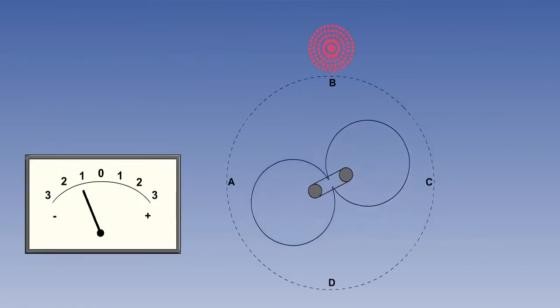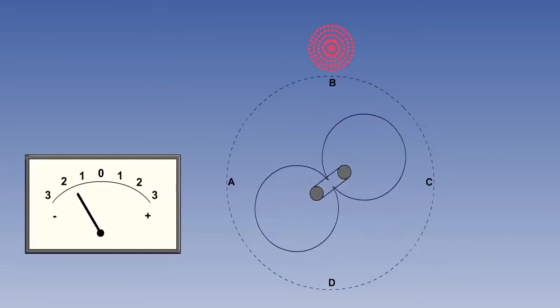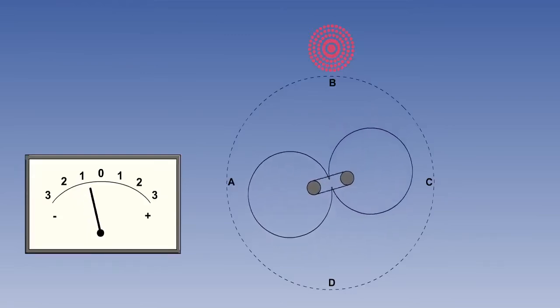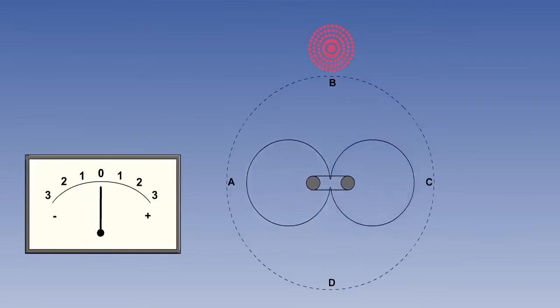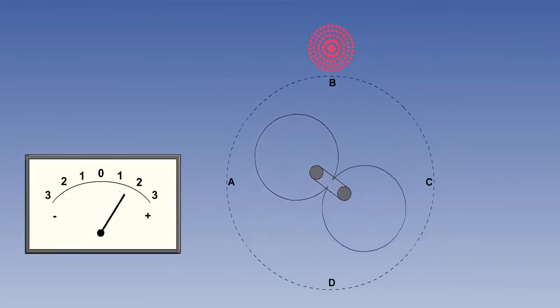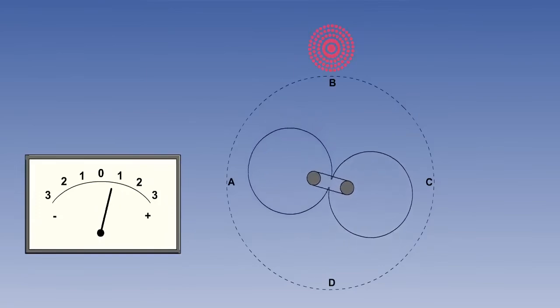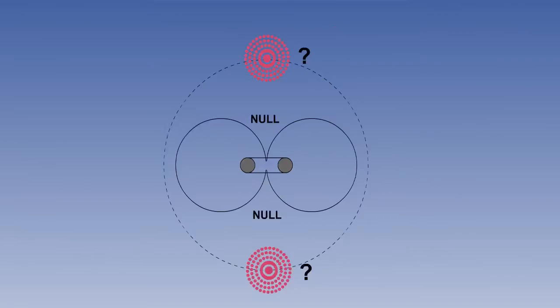Suppose the transmitter is at position B. If the loop antenna is rotated slightly in either direction, signal strength will increase. By finding the null position, 0 signal strength, the bearing of the transmitter from the loop can be determined. Having two null points, one in front and one behind the antenna, means that one cannot say whether the NDB is in front or behind.